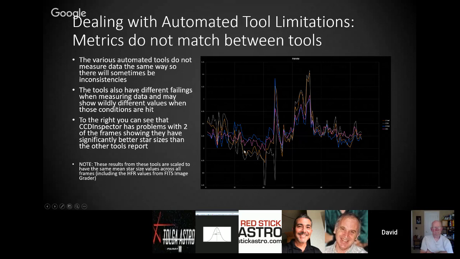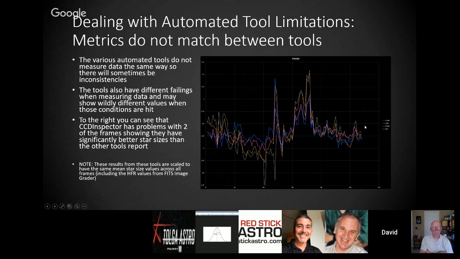The orange and the gray kind of track a little bit lower than the blue and the pink here. The others track okay. These don't come up as much. The blue and the pink don't quite come up as high here. So the subframe selector and CCD inspector seem to have a little higher variance than FITS image grader and DSS. They seem to track pretty closely.